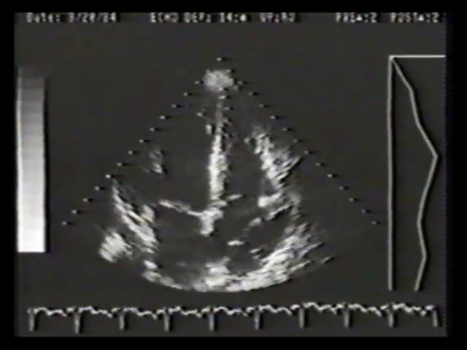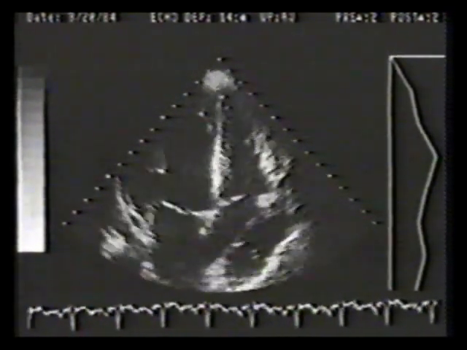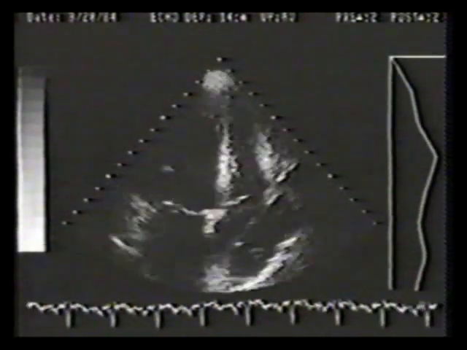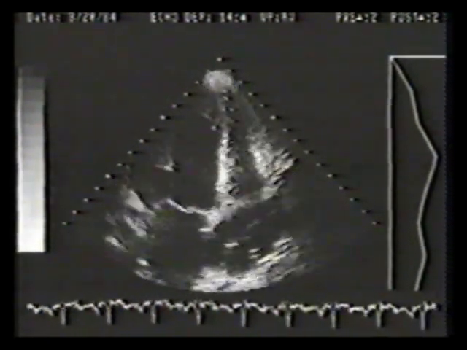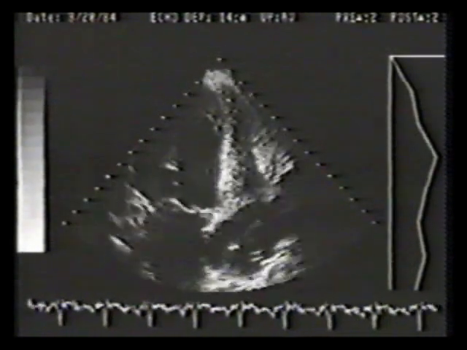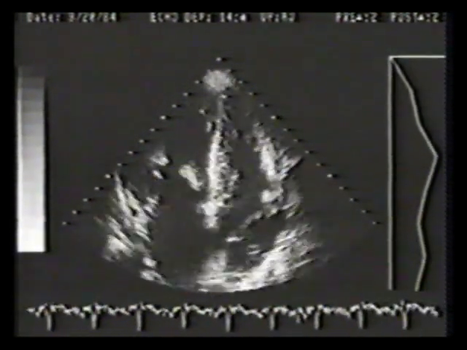Note that there's no pericardial effusion, ventricular function is preserved. However, this large hematoma compresses the right atrium, compromises inflow, and invariably needs surgical decompression. Recognition of this thrombus formation is most important in the perioperative period.